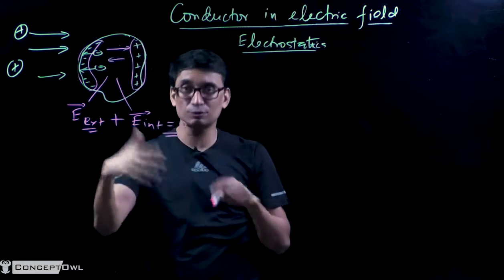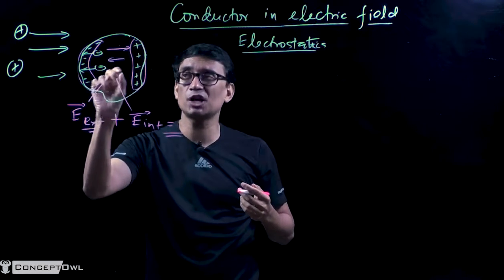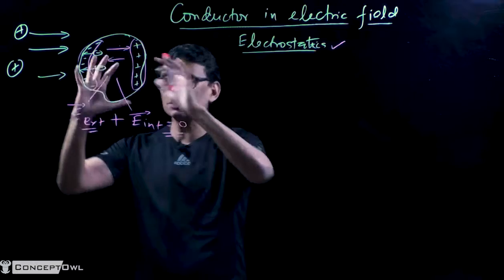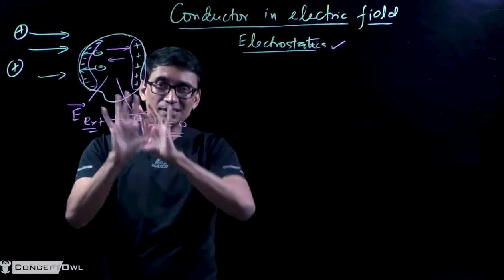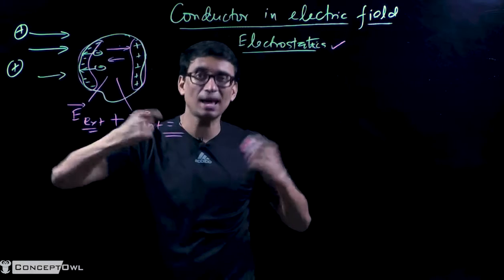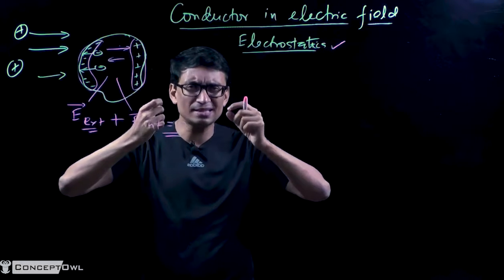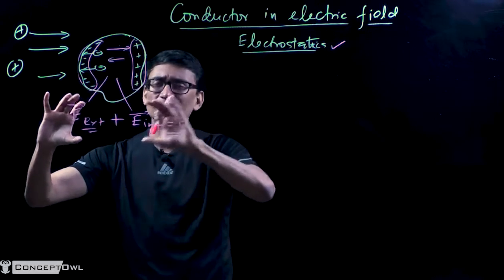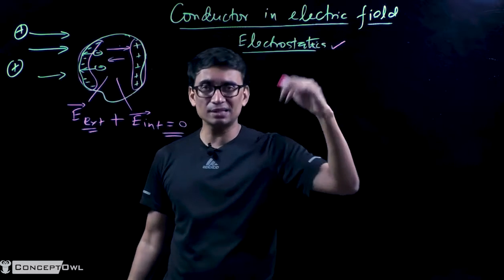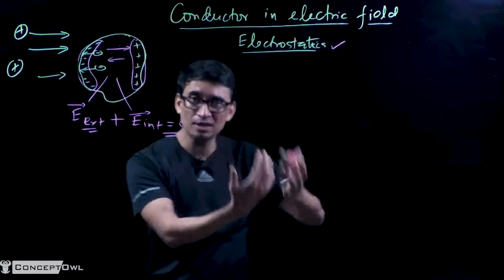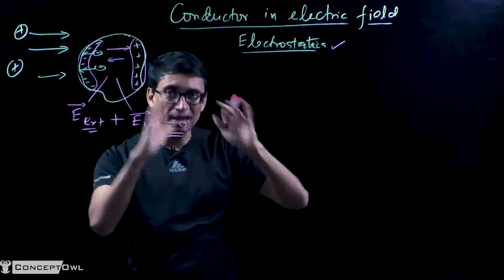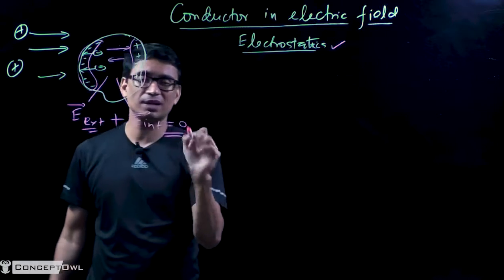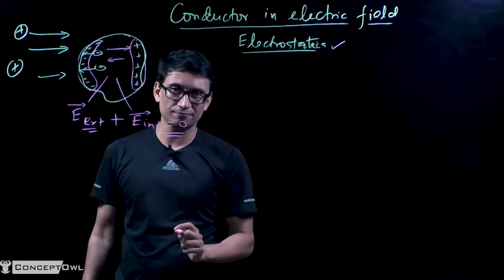How do you know that? Because if it was not 0, if there was a net field, what would happen to the charge? The charge would keep moving. But by definition, we are talking about electrostatics, where charges have finally settled down. It's not that you cannot have field inside. You can have, but in less than a millisecond, the charges would redistribute such that the internal and external fields cancel each other. And that is a condition for electrostatics. So when electrostatic conditions prevail, and only under those circumstances, the field inside a conductor will always be 0. This is a very interesting property.